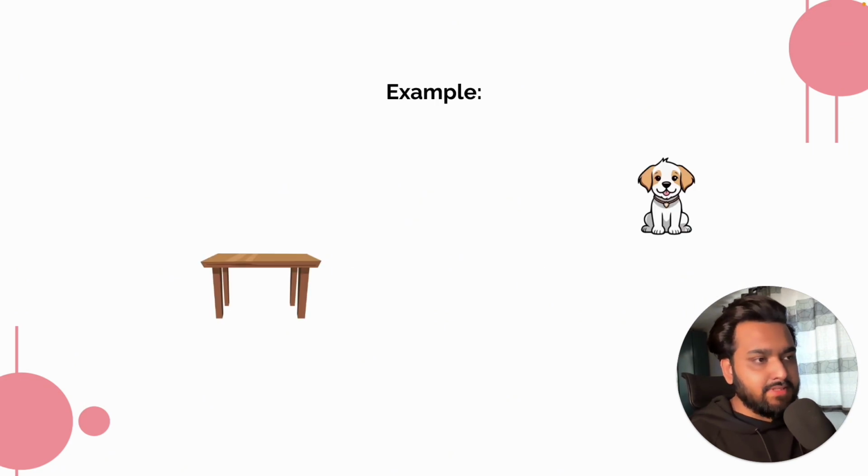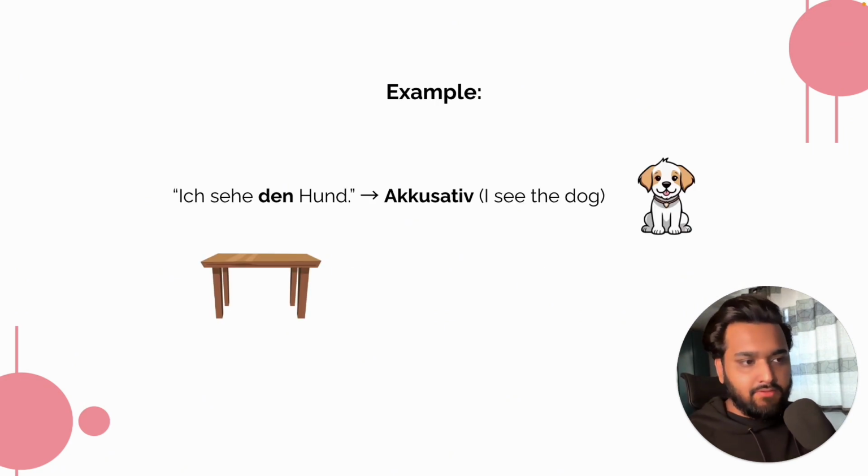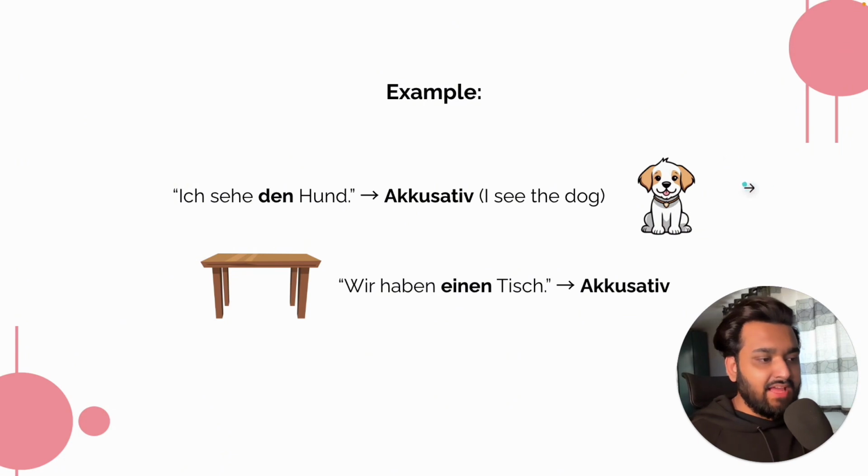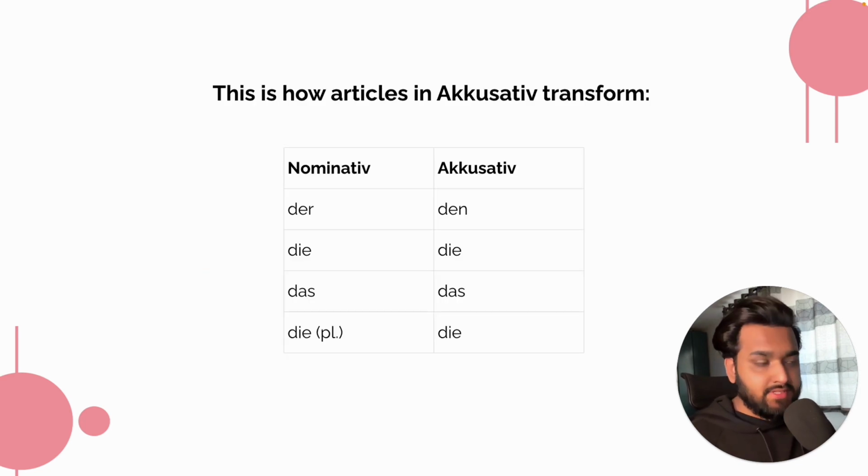Here are some examples. Ich sehe den Hund. That means I see the dog. In this case, this is accusative and as you can see, der Hund became den Hund. Then we have wir haben einen Tisch. That means we have a table, and it's also accusative because you can see ein Tisch became einen Tisch. And this is how articles in accusative transform.